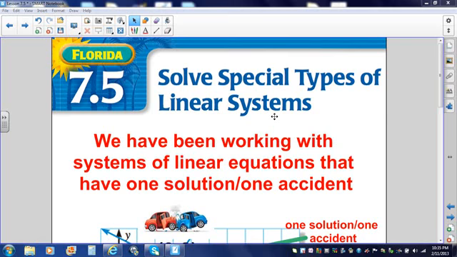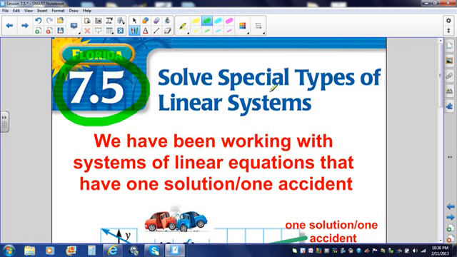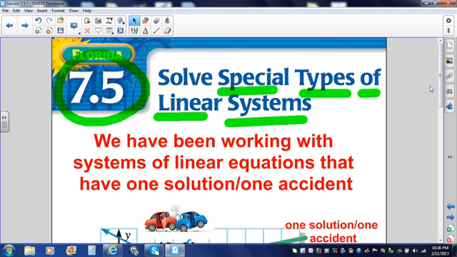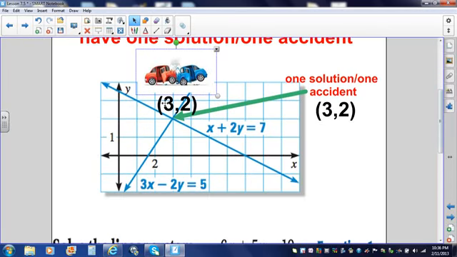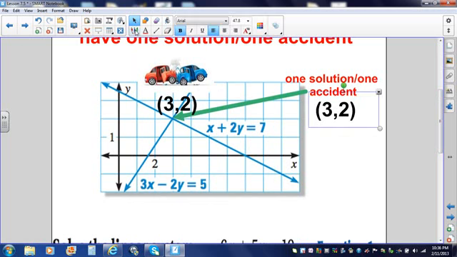This would be lesson 7.5, special types of linear systems. Lesson 7.5, special types of linear systems. We've been working with systems of linear equations that have one solution, or one accident. So for example, if we graphed these two linear equations, we would say the solution is the ordered pair 3, comma 2.